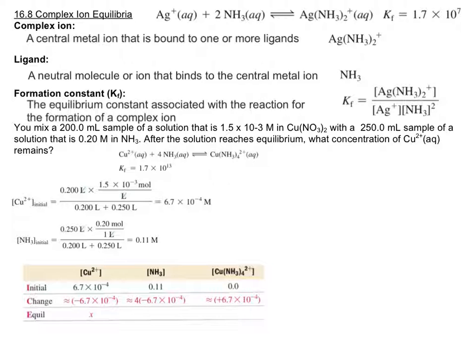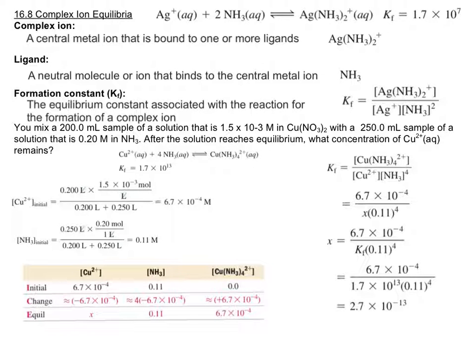So now our Kf is equal to the concentration of our complex ion divided by the concentration of copper times the concentration of ammonia to the fourth, right? So when we plug all of our values in for equilibrium, we get 6.7 times 10 to the minus fourth divided by x times 0.11 to the fourth, all right? Because if we subtract 6.7 times 10 to the minus fourth from 0.11, we get the same number, because 10 to the minus 4 is pretty small. Okay, so this just makes our math a little bit easier. So if we multiply that out and solve for x, we get 2.7 times 10 to the minus 13th.